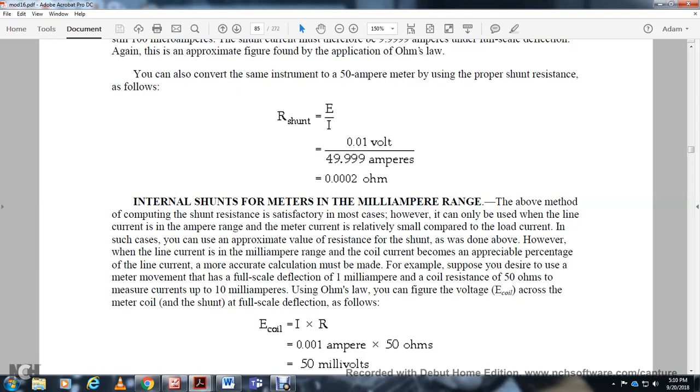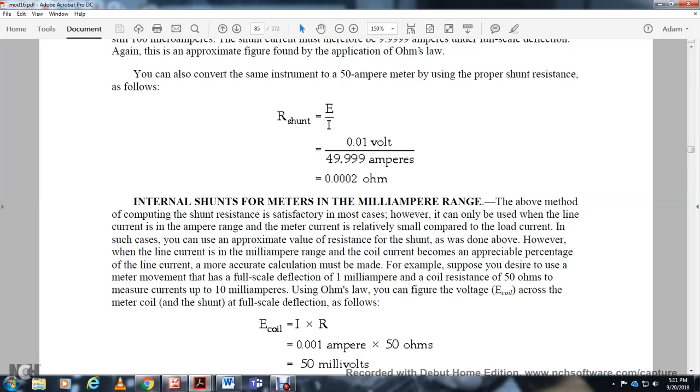Most commonly, the meter current is relatively small compared with the line current, so the shunt resistance can be approximated. However, in the milliampere range, the coil current becomes a significant percentage of the line current, so a more accurate calculation must be made.